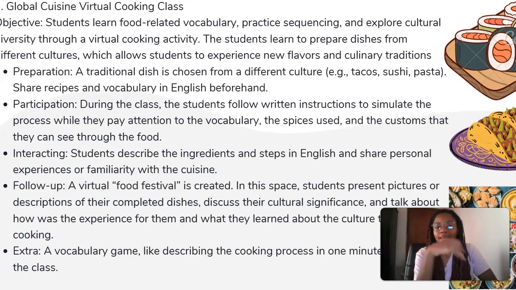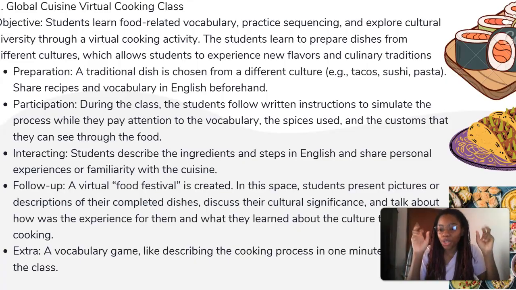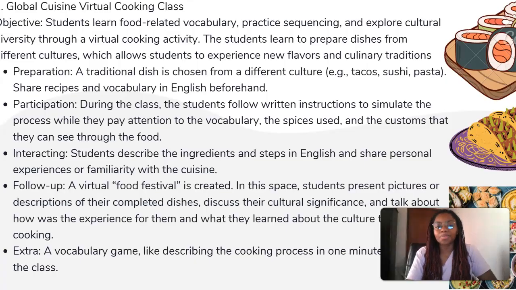And during the class, the students will follow the reading instructions to prepare those dishes, simulate the process of cooking, and they will do that while they pay attention to the vocabulary, the spices used, and the customs that they can see through the food. Like what I can see through this thing I'm about to cook, what I can learn from this culture by the way that they eat, something like that. And well, the interaction part is that the students will describe the ingredients and steps in English and share personal experience or familiarity with the cuisine.